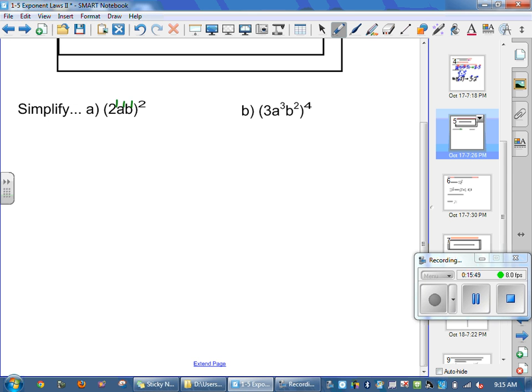That's right, because I have to remember I have to take that outside little 2, the outside exponent, and it has to multiply into every one of those little ones. So it has to multiply to all 3 of them, and that's how I remove my brackets. So now I'm going to have 2 squared, a exponent 2, b exponent 2. Right now it's solved in exponential form.